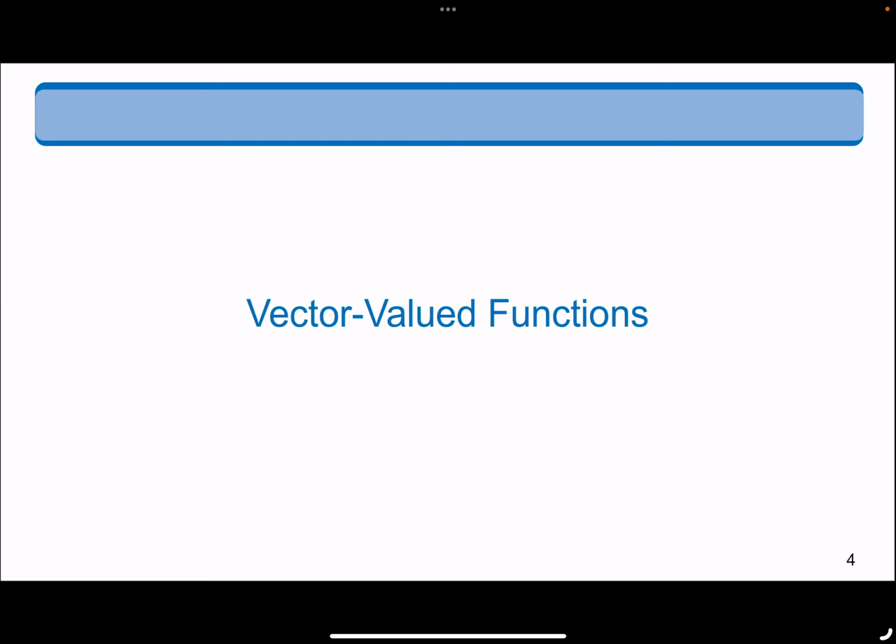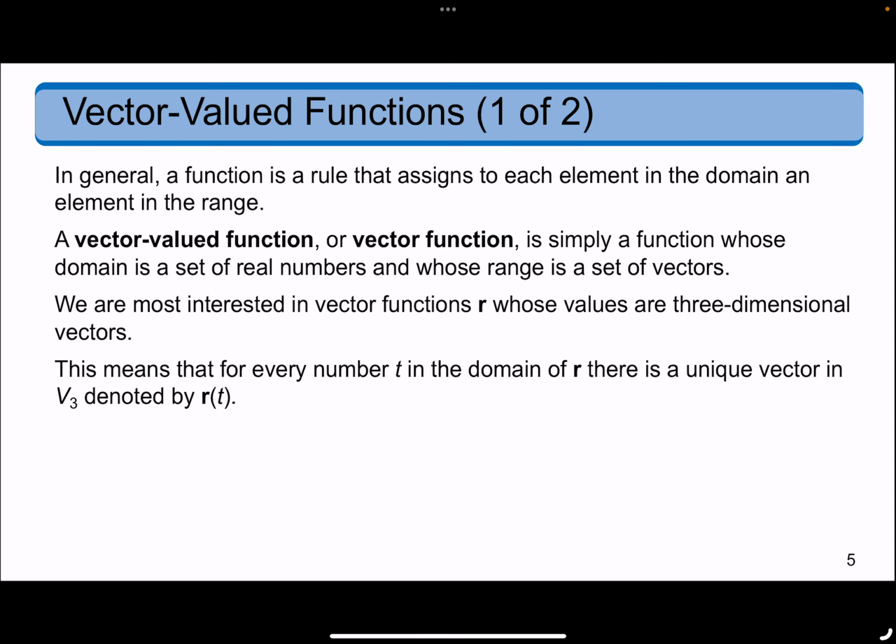Vector valued functions. In general, a function is a rule that assigns to each element in the domain an element in the range. So for every point in the domain, there is an equivalent value in the range. A vector valued function, or a vector function, is simply a function whose domain is a set of real numbers and whose range is a set of vectors.